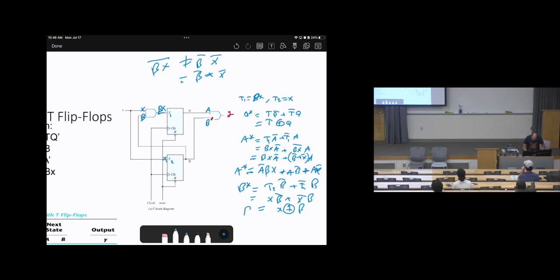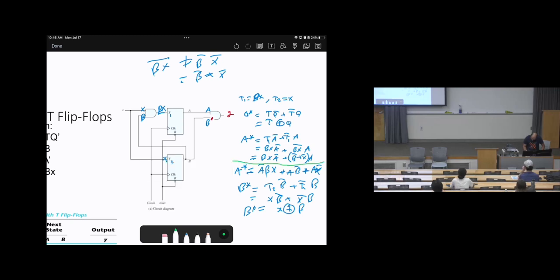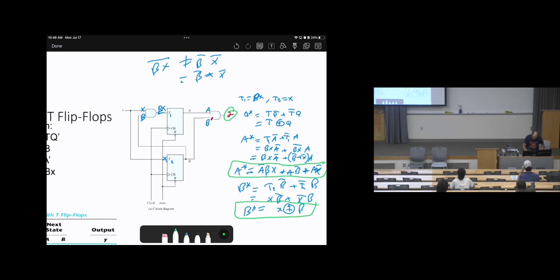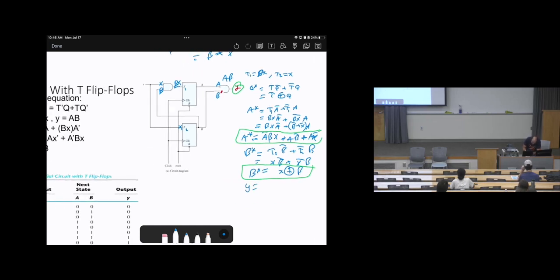So as a result, this is the equation of A star, this is the equation of B star. We have the output, don't forget the outputs. So the output, here there is AND gate, so AB. Therefore, we can say the output, the third equation, Y equals AB. So this is the third equation. Then, look at the outputs. Is the output function of states and input or function of states? What do you think?